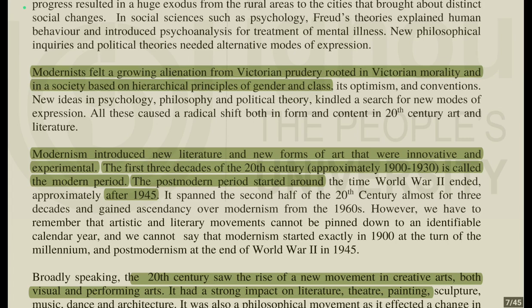I'll just explain it. So modernism: new ideas in psychology, philosophy, and political theory kindled a search for new modes of expression. All these caused a radical shift both in form and content in 20th century art and literature. So let's first explain what this means. New breakthroughs and ideas emerged in the fields of psychology, philosophy, and political theory. These breakthroughs inspired a search for new modes of expression. All of these things caused a radical shift.